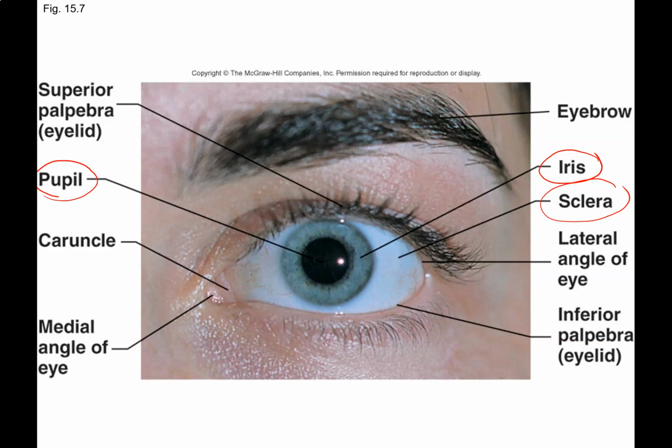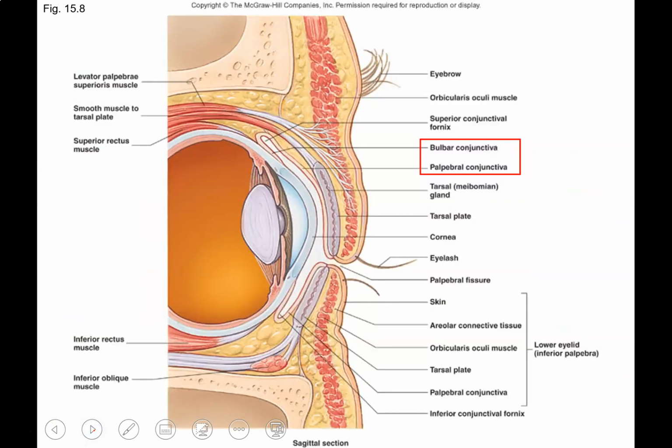Not to overlook the obvious, you have two eyelids. A more technical term for the eyelid is the palpebra. There's an inferior palpebra and a superior palpebra. Just for reference, this right here is the medial angle of the eye. If we made a sagittal section through the eye, you'd be able to see the eyelid here and the lower eyelid or palpebra there.